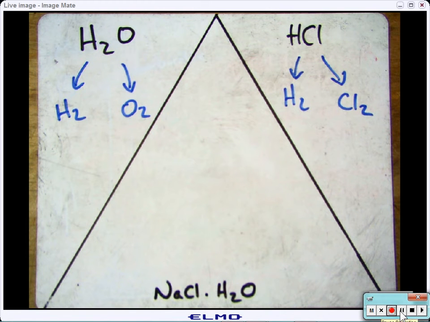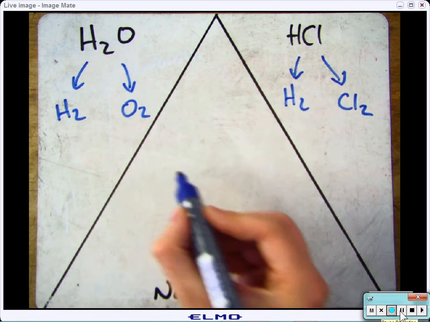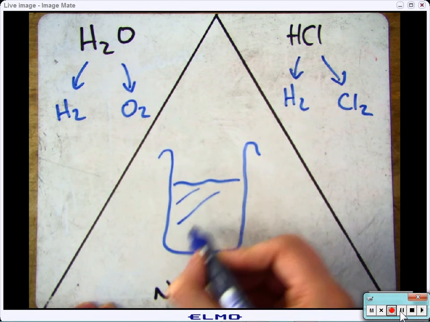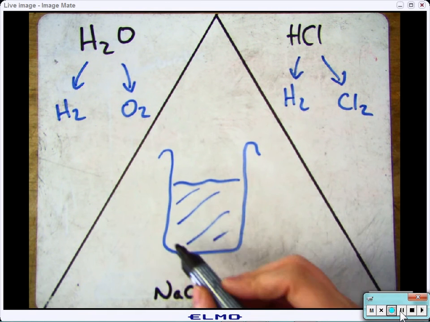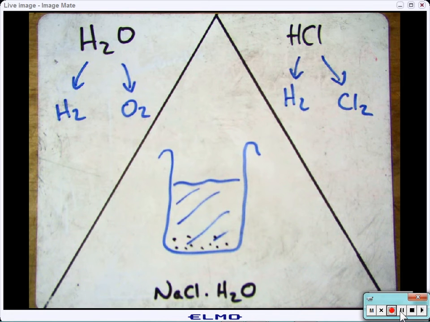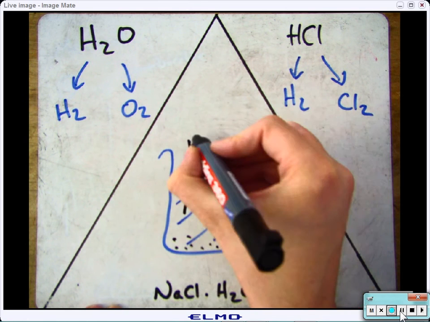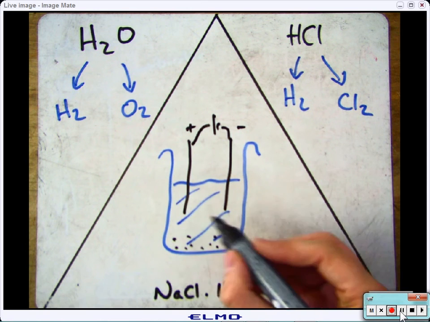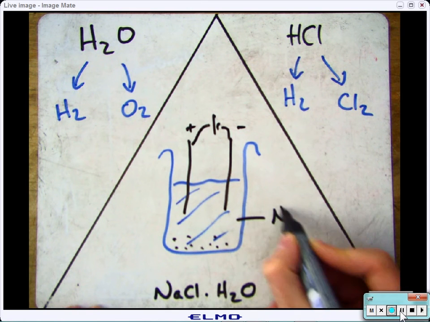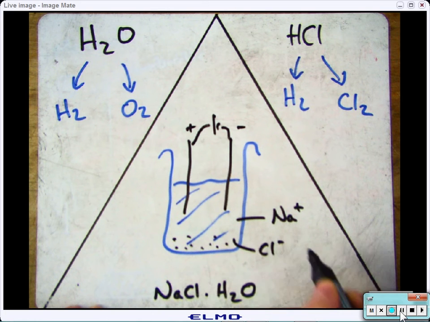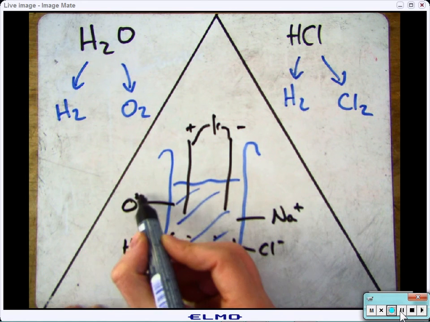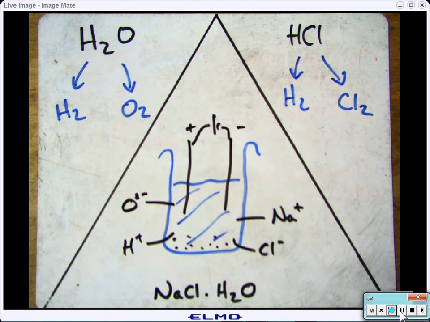The final one is sodium chloride in water. So if we have a beaker that's got water in, and then you add in salt, what happens here is it breaks down into the four different elements as soon as you put your electrodes in. So in here you have sodium and chlorine, and you have hydrogen and oxygen. Again, don't worry about the charges that I've put on there.